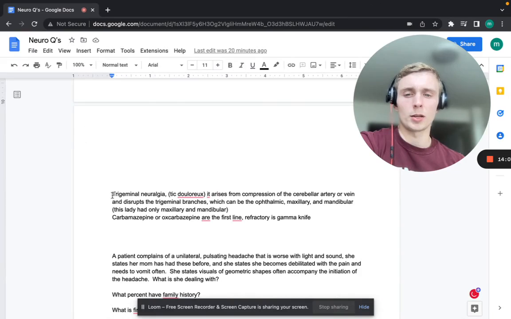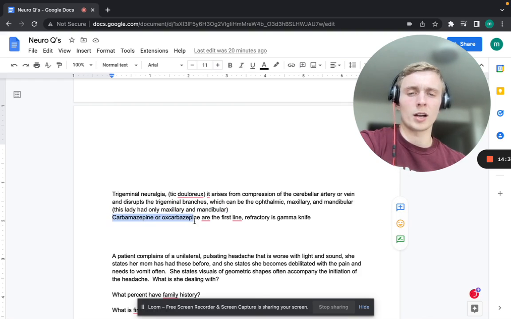So that's going to be trigeminal neuralgia or tic douloureux. This arises due to compression of the cerebellar artery or vein and disrupts the trigeminal branches, all three, or typically the bottom two, so the maxillary and the mandibular branches, not as much the ophthalmic. And this lady had only the maxillary and mandibular. So the first line treatment for this condition is carbamazepine or oxcarbazepine. And if refractory to this, if the medication doesn't work, you can do the gamma knife surgery.